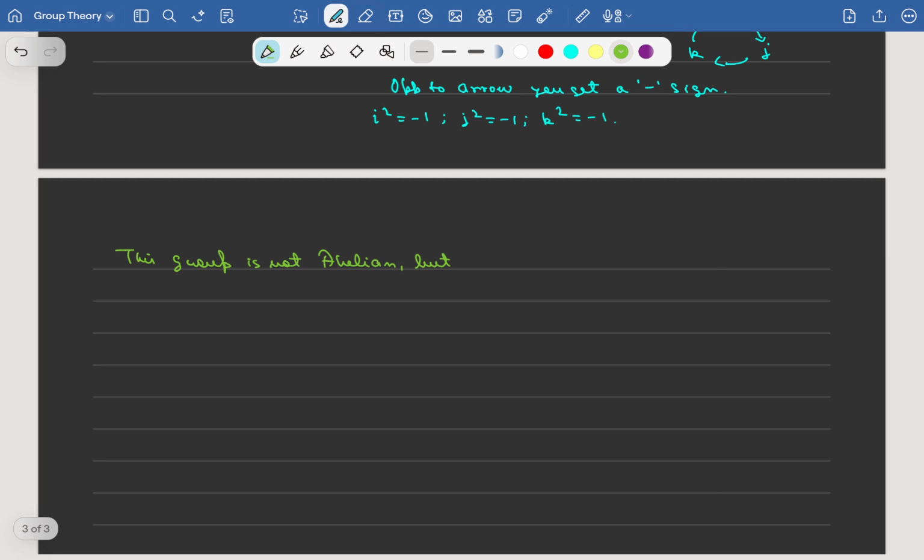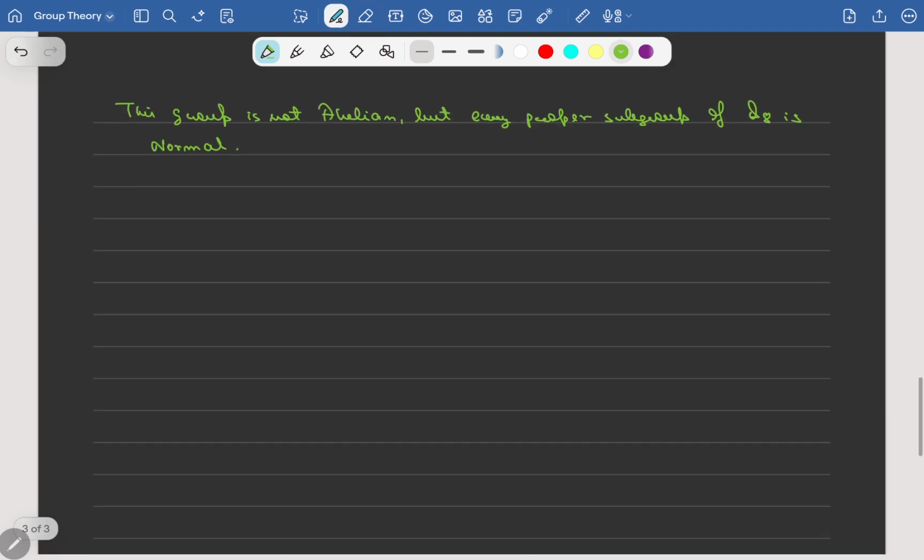But this is one particular group which is not abelian, but every proper subgroup of Q8 is normal. So you can actually draw a lattice of these subgroups, and this is how we usually draw a lattice. So you have Q8, then you have these four fundamental subgroups.